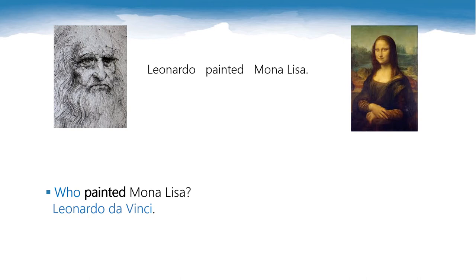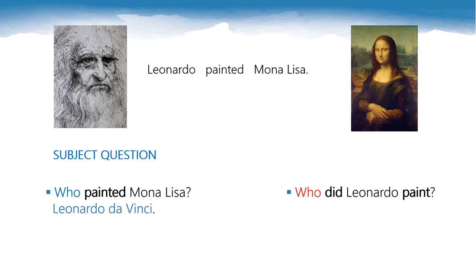Leonardo da Vinci. Here we are asking about the subject, who, so this question is called subject question. Who did Leonardo paint? Mona Lisa. Here we are asking about the object. So this question is object question.